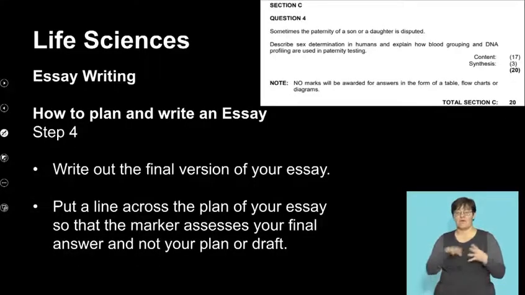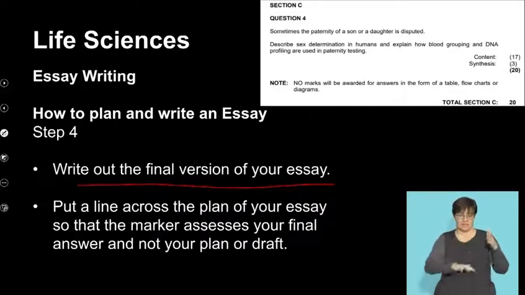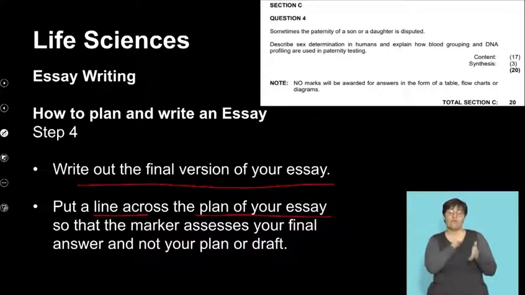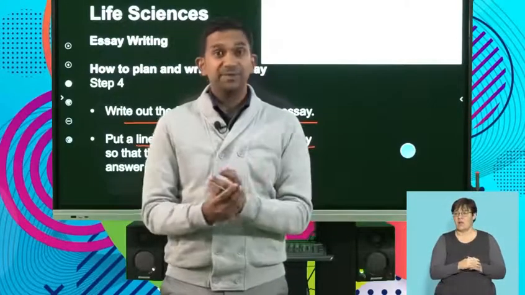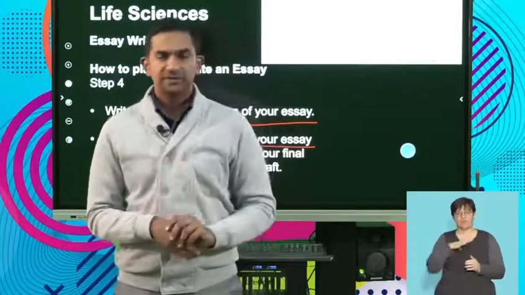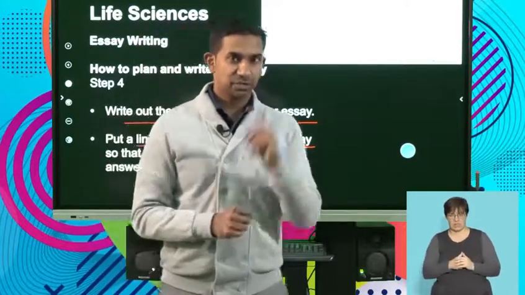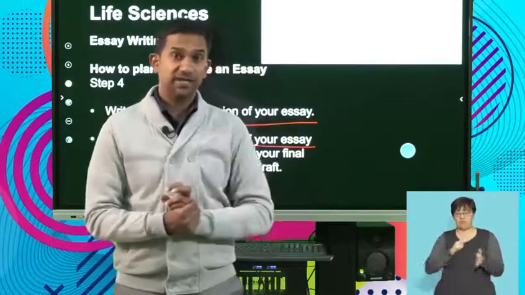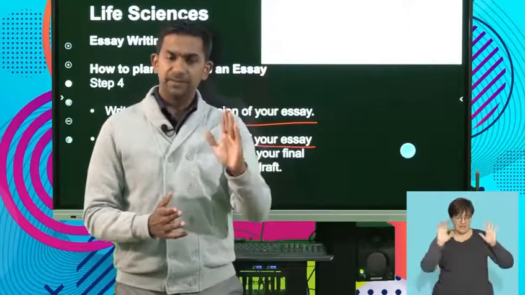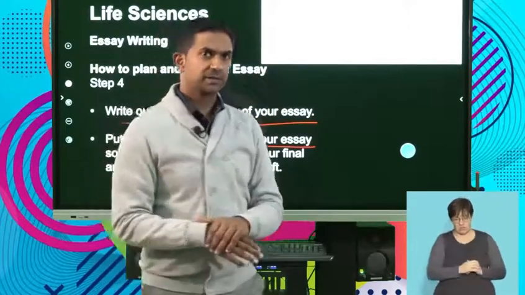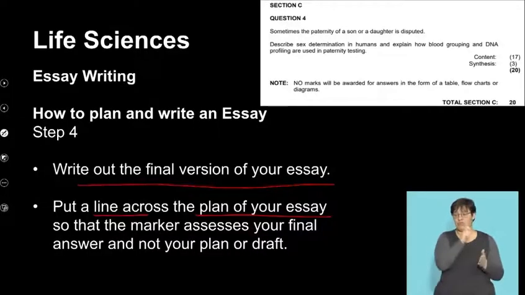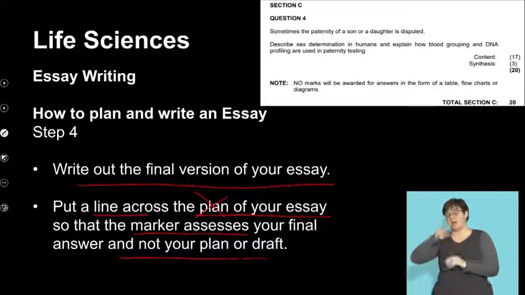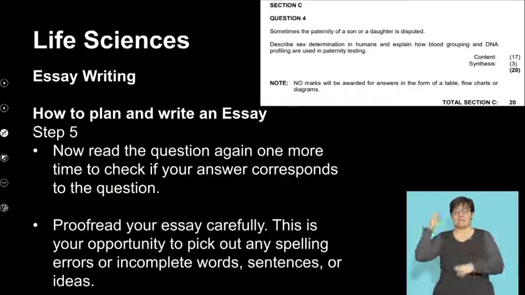The fourth step is to write out the final version of your essay. It's important that you put a line across the plan of your essay only if you've written the essay. So often you do an elaborate plan, but you now haven't got to writing that essay. I would then caution you against putting a line across that. If that's all the planning that you've done, and if you've not been able to get to writing the essay, well, I suppose leave the plan without scratching that off. It's important that if you do write an essay, you strike out the plan and let the reader or the examiner know that that's your final essay.